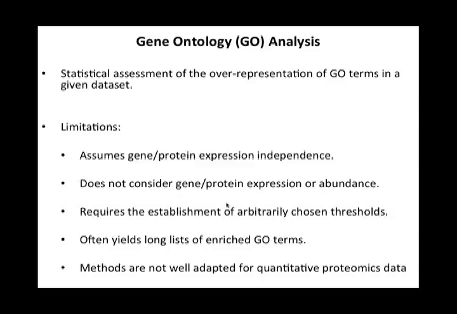And a final limitation is that because of all these assumptions that are often violated, the gene ontology analysis often yields long lists of enriched GO terms that are difficult for the user to parse and interpret.